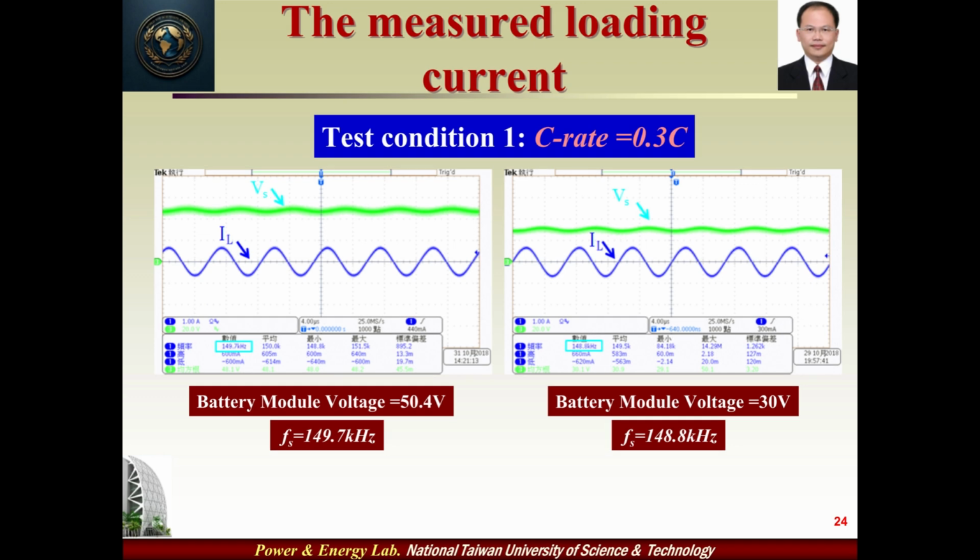In practical work situations, the battery module voltage will decrease with load consumption. To avoid the decay of the loading current amplitude, variable frequency control is used to keep the preset current amplitude of the sinusoidal load. The left side figure is measured under a battery module voltage of 50 V. If the battery module voltage decreases to 30 V, as shown in the right side figure, the loading current amplitude is still the same as the left side one. And we can see the switching frequency is changed from 149.7 kHz to 148.8 kHz.